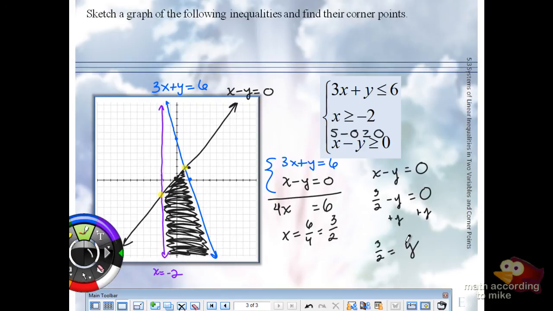Hooray. So what ordered pair is that? What's the x-coordinate? 3/2. What's the y-coordinate? There you go. So this corner point has coordinates 3/2, 3/2.